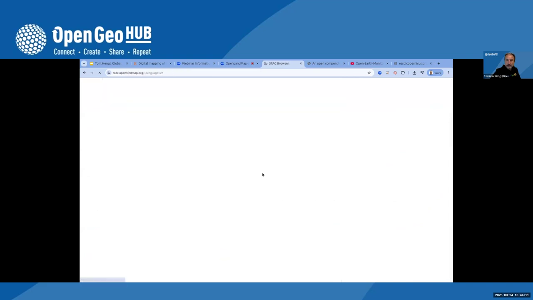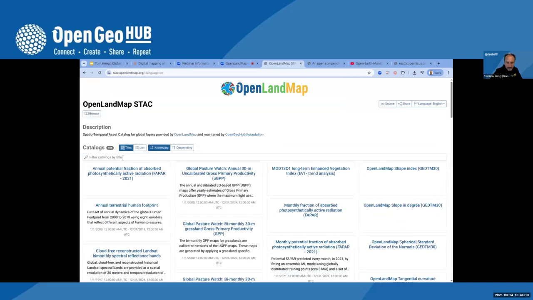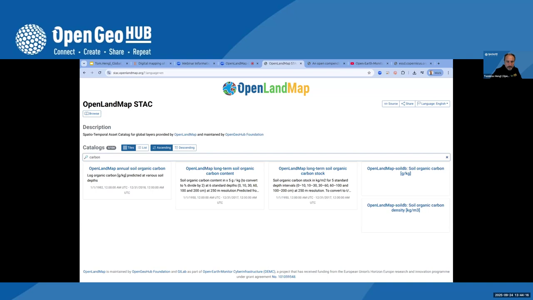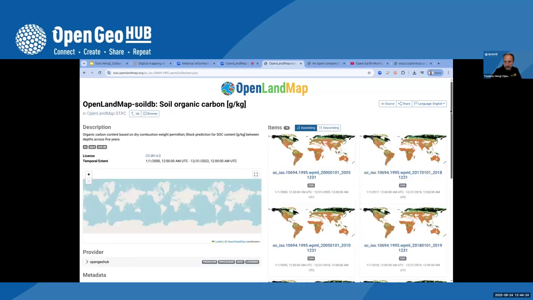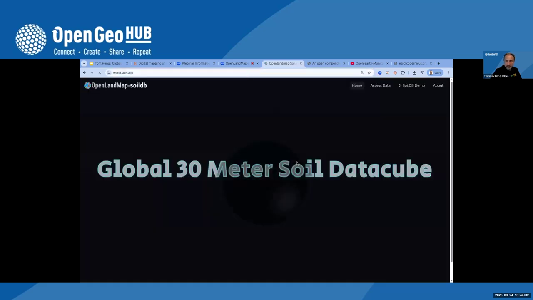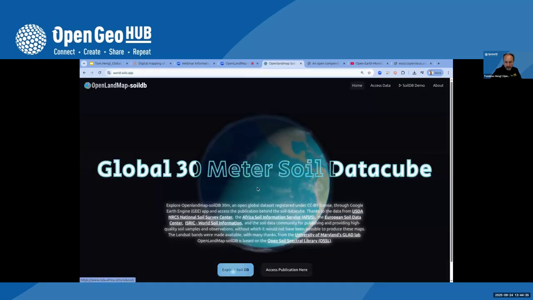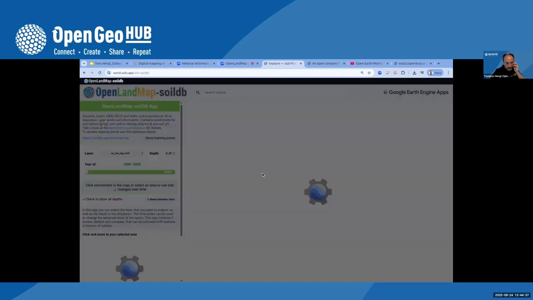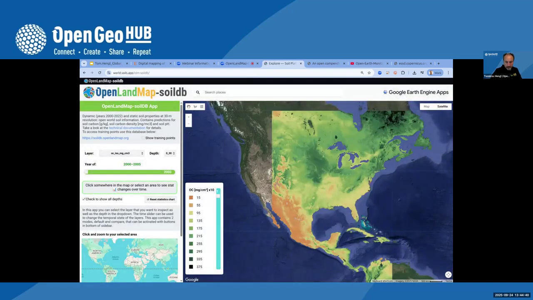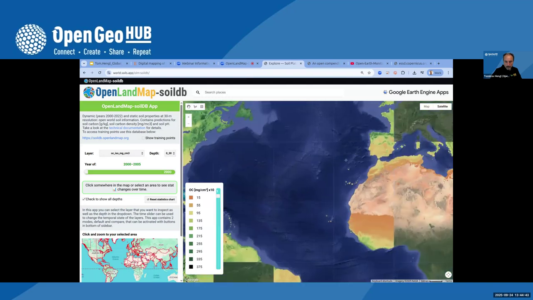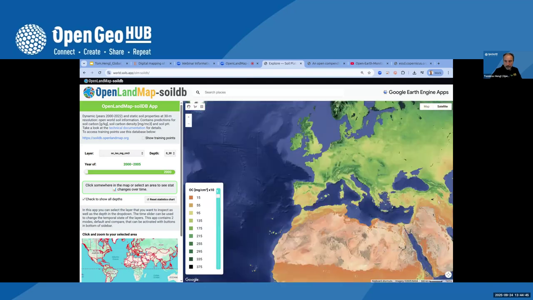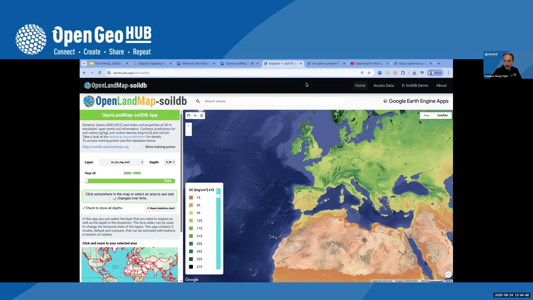Also, there is the STAC. If you go to STAC, here you can access the carbon data. So here's the long-term soil organic carbon, or different ones. This one is the SoilDB. So you can also access it here. You have a preview, also one way to access. So there are many ways to access, and there is the one you see, the app. This data is also on Google Earth Engine. So you can load this data directly in Google Earth Engine and do computing, and you can do some assessment. So this is how you can access the data.